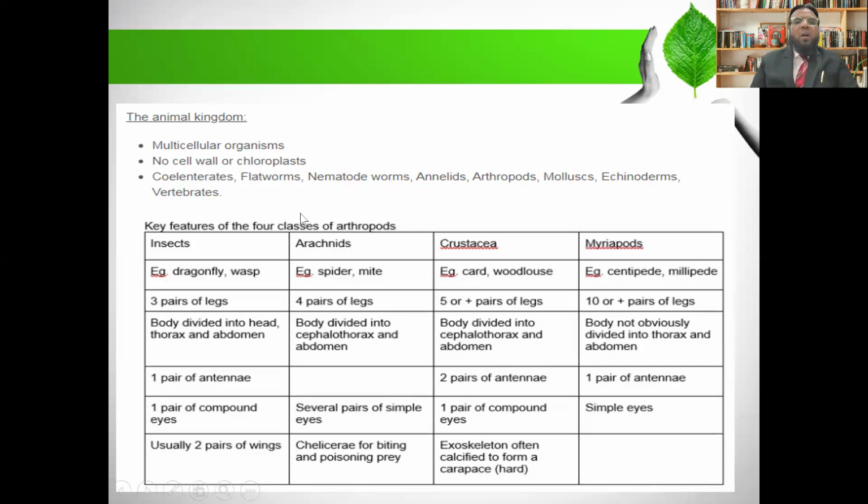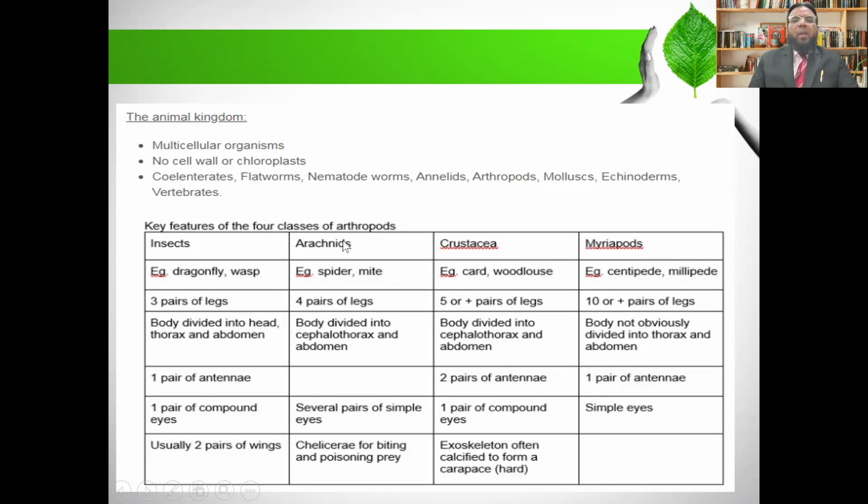Now, if you are going to study the invertebrates, specifically the arthropods, you will see that arthropods have 4 classes. Now, what are their names and what are their peculiar characteristics? See here the class Insecta, or insects, and the examples are dragonfly and wasp. What are the peculiar characteristics of class insects? They have 3 pairs of jointed legs, and the body can be divided into 3 parts: head, thorax, and abdomen. One pair of antennae and 1 pair of compound eyes are there. Usually 2 pairs of wings are there. These are the peculiar characteristics of insects.